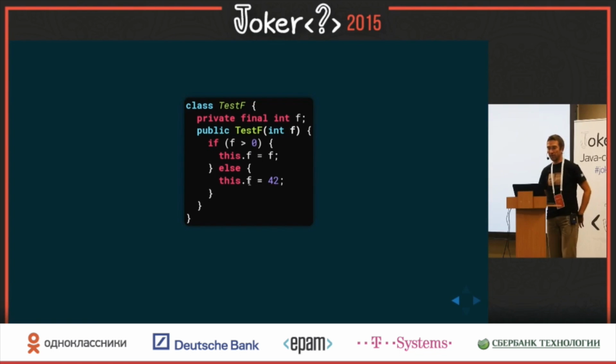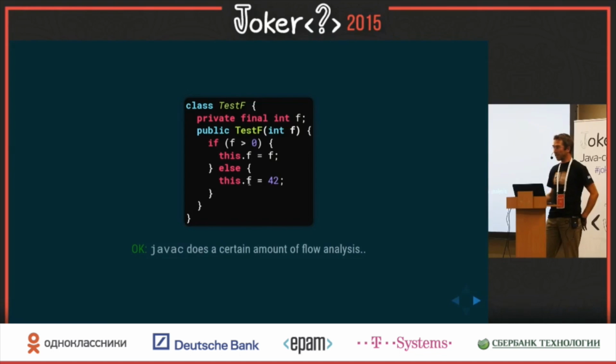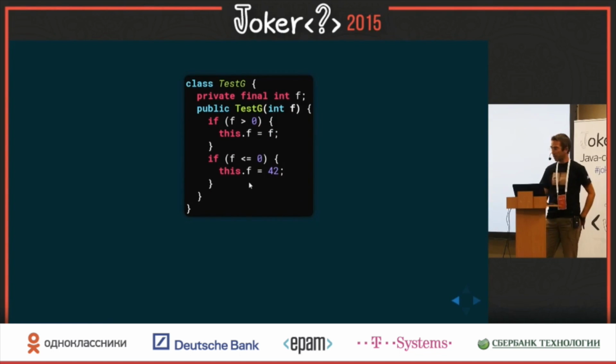So what about this? Does this count as 1 initialization or 2? What do you think? Will this code compile? Yeah, this code will compile because it's an if-else. Javac understands this. But what about this code? It's actually the same code semantically. If f is bigger than 0, and if f is smaller or equal 0.